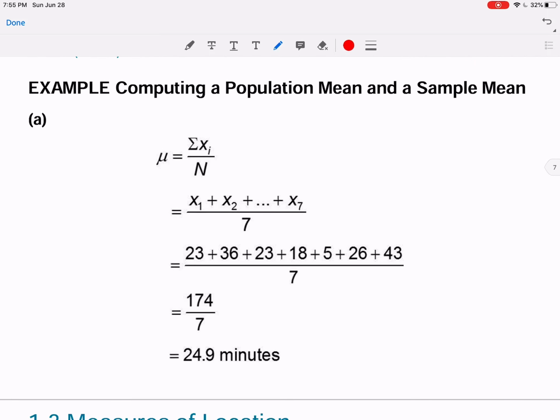For part A, the population mean is equal to the sum of all x values divided by the capital N. So we take all 7 numbers on the top here and divide by 7. It's 174 divided by 7. That's 24.9, approximately, minutes. That's pretty much how we calculate the population mean here.